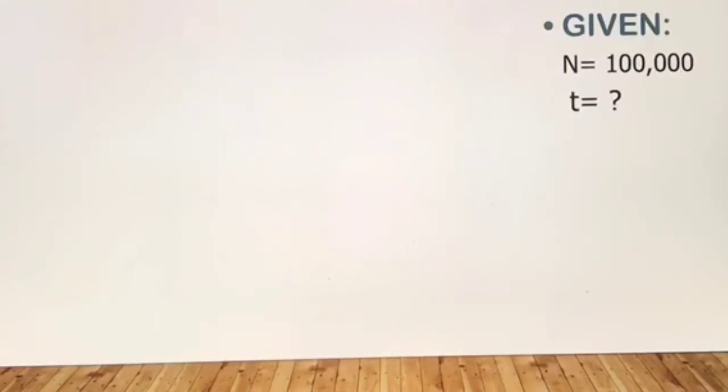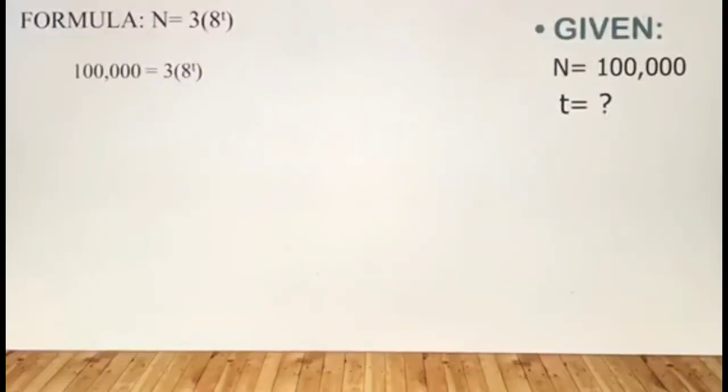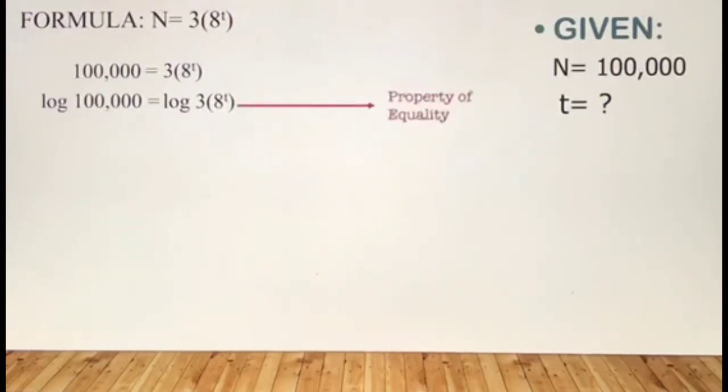Based on our problem, it is stated that our formula to use is n is equal to 3 times 8 raised to t. So let's bring down our n, which is 100,000 equals 3 times 8 raised to t, where t is missing. Using the property of equality, if we apply logarithm on the left side of the equation, automatically we will apply logarithm on the other side of the equation. And that is the property of equality.